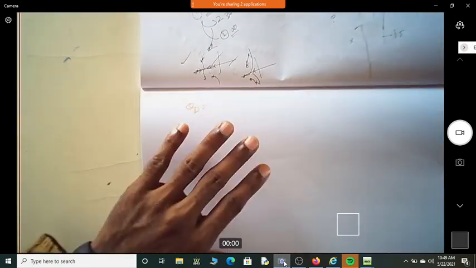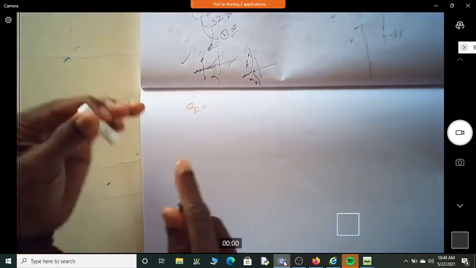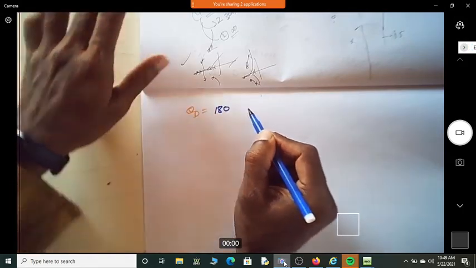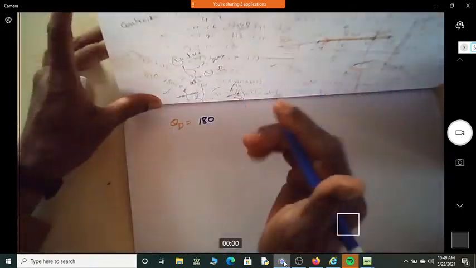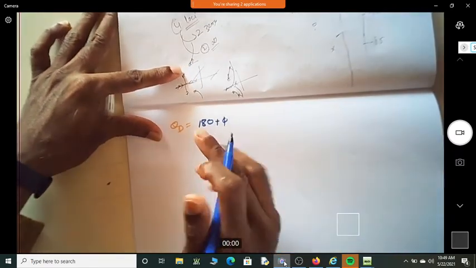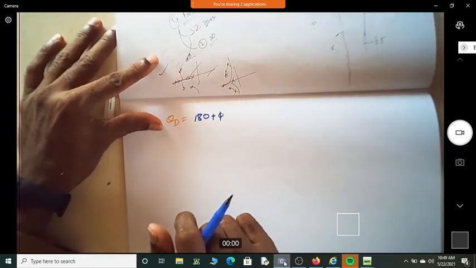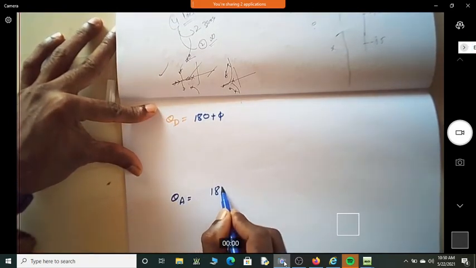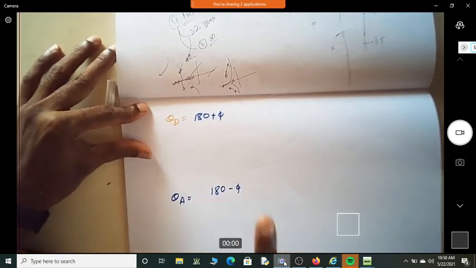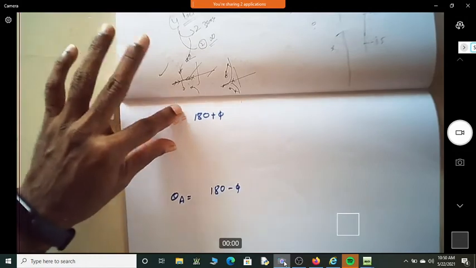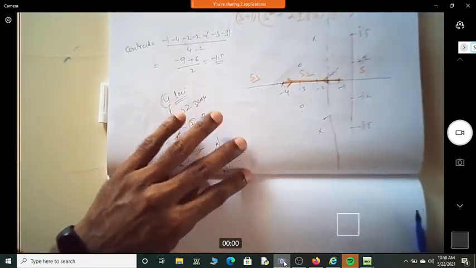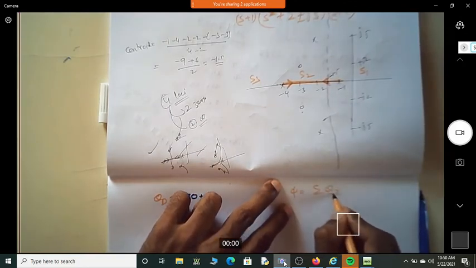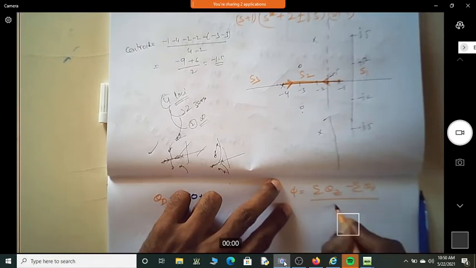Theta d is departure. Angle of departure is given by 180 plus phi. What is that? 180 plus phi. So this is one confusion I have. Angle of arrival is 180 minus phi. So this is the only thing. Okay, now what is phi? Summation of theta z minus summation of theta p. Phi remains the same.